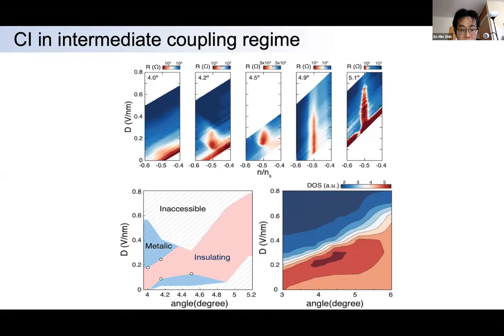We can map out the phases of correlated insulator and metal with displacement field and angle. The insulating region matches qualitatively well with the density of states calculated from the DFT on the bottom right. The dependence of the strength of the correlated insulator on the density of states indicates the system is in the weak coupling region. As the moiré wavelength is small, the interaction energy may be comparable to the kinetic energy. However, we also know that the insulating peak is always located at the half-filling position rather than moving with the density of states peak or the van Hove singularity position, which indicates the origin is not solely due to the van Hove singularity.